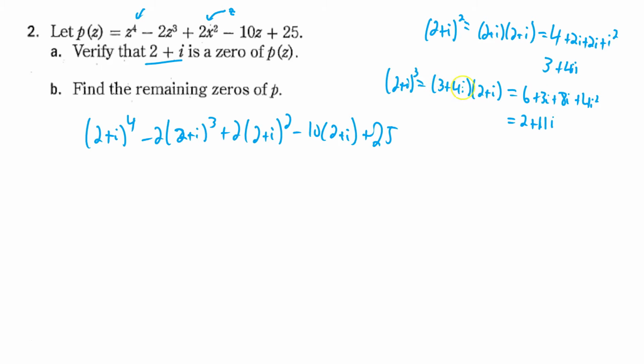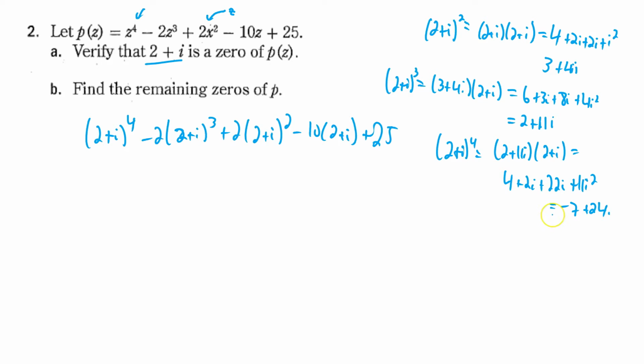And then if we do it to the fourth power, we'd have to multiply that one more time by 2 plus i. So 2 plus i to the fourth is going to be 2 plus 11i times one more 2 plus i. And that would be 4 plus 2i plus 22i, and then plus 11i squared, which is minus 11. So this would be negative 7, looks like, plus 24i. Okay, so we have our 2 plus i squared, cubed, and to the fourth. Now I'm just going to plug those in here.